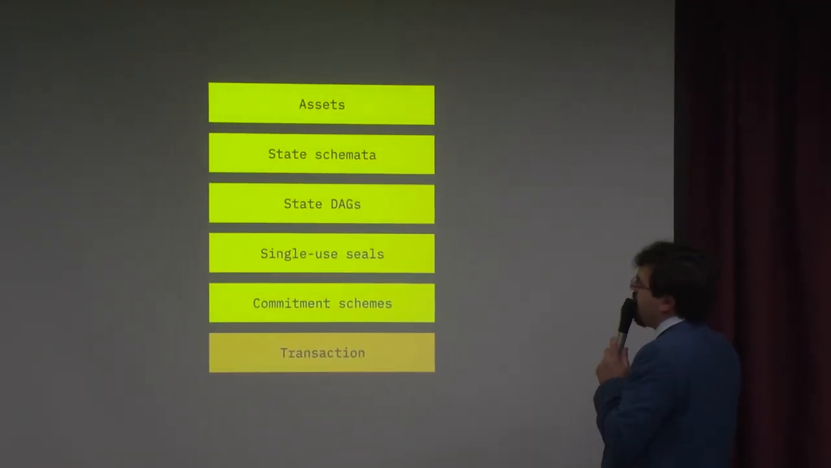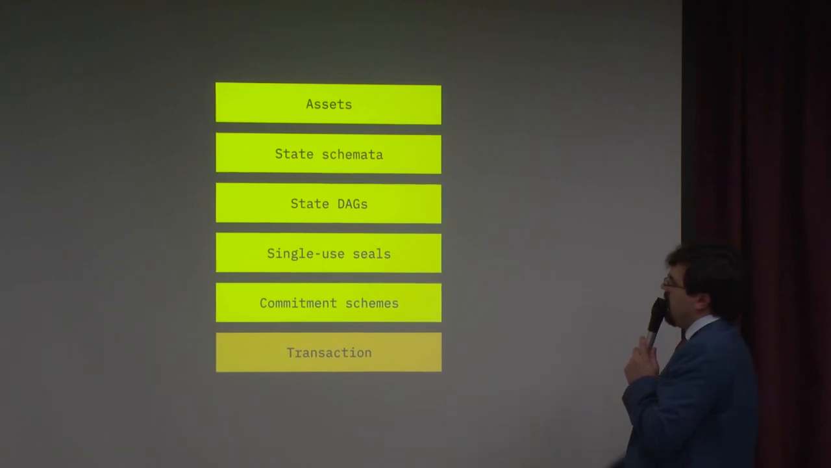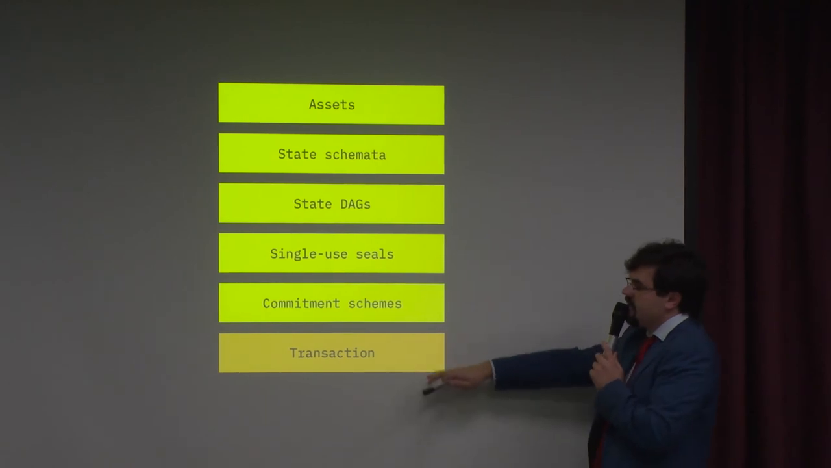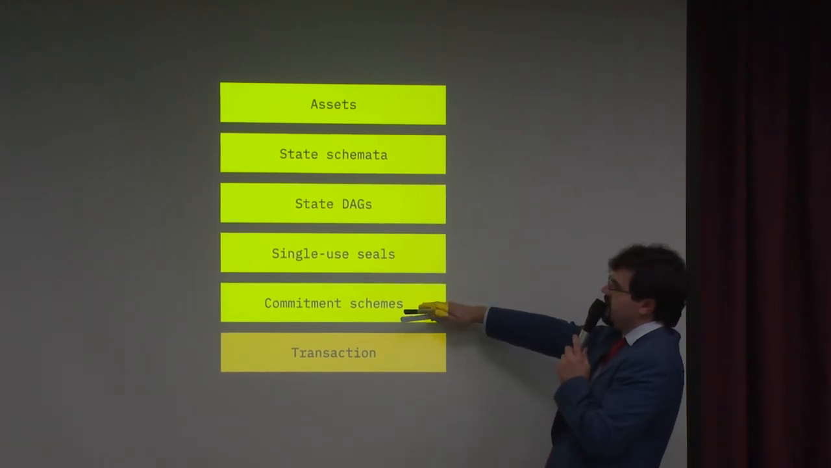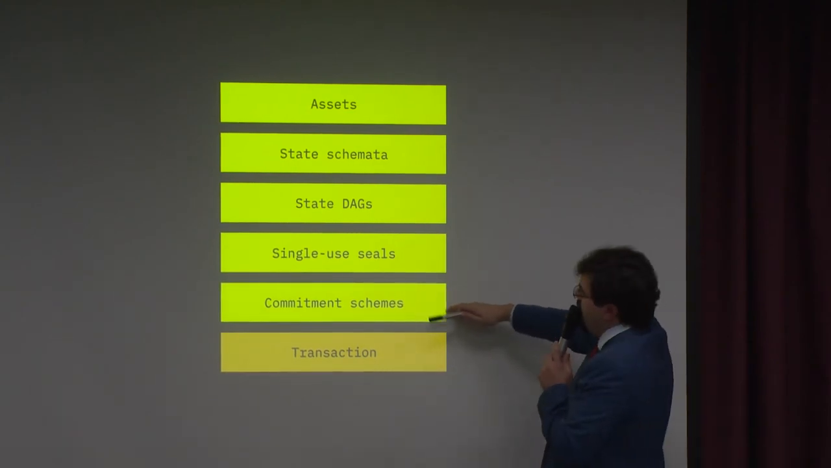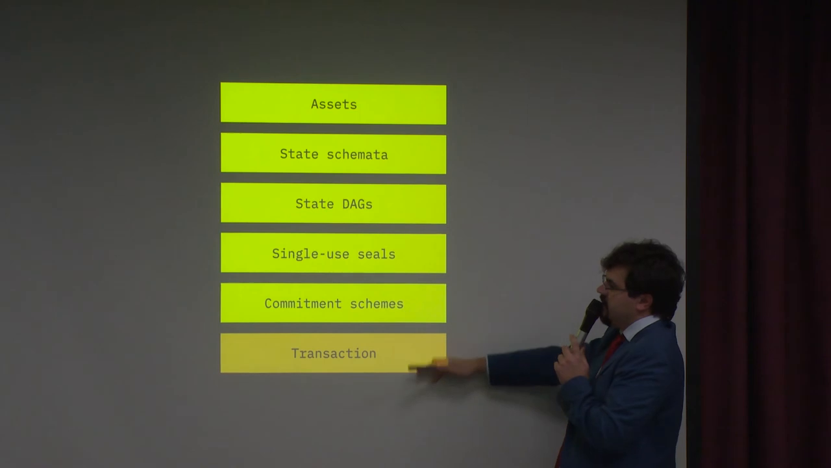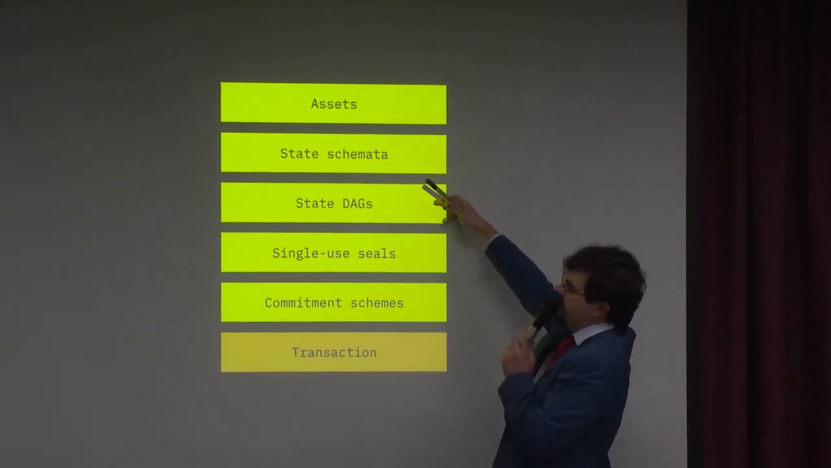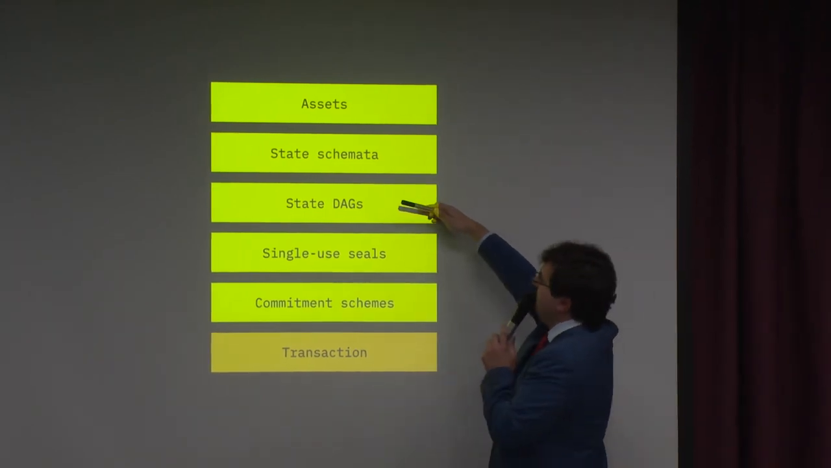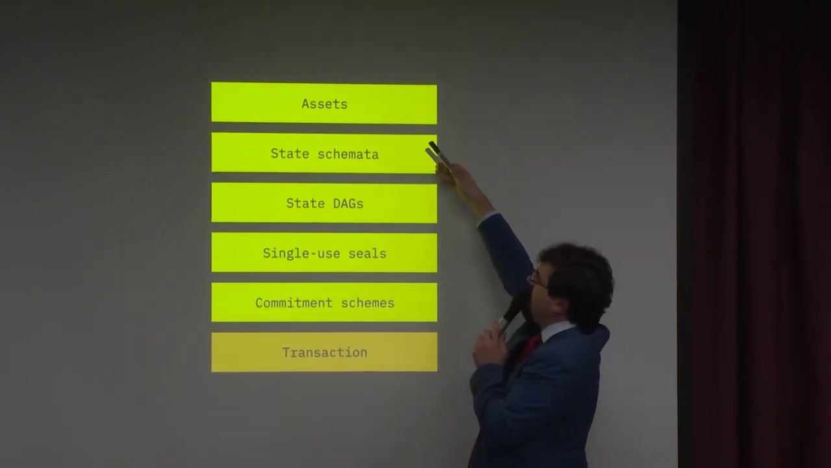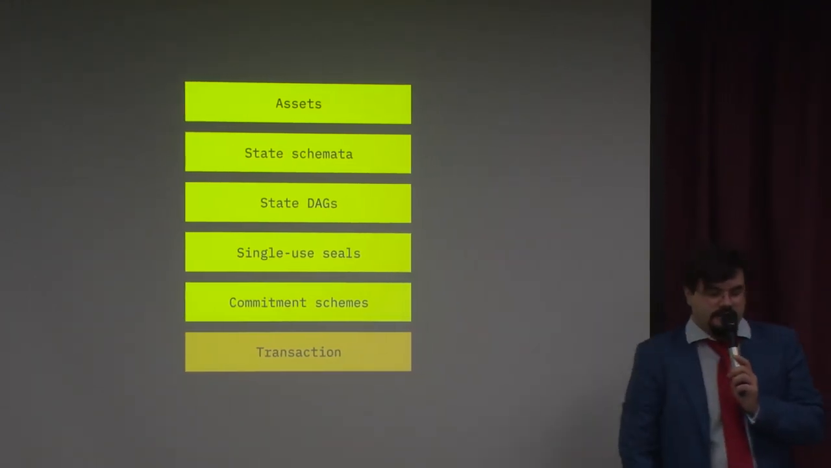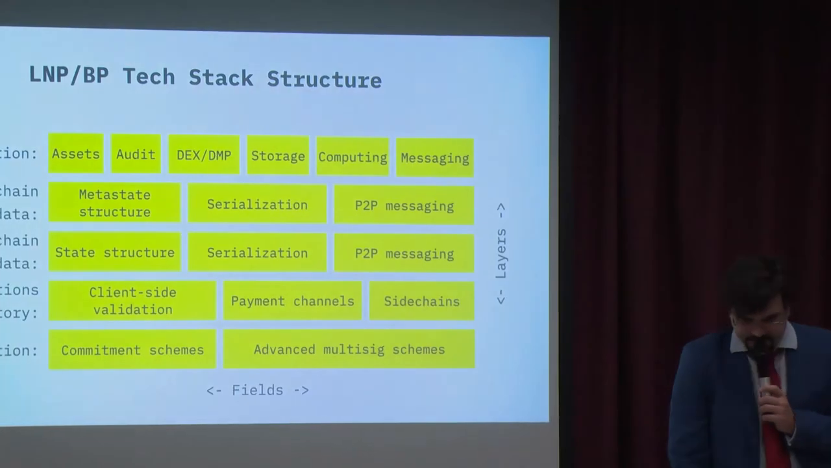And for the actual standards we define, we use this approach. There is something that can be defined at the transaction level. There is something that might be defined at the commitment scheme level, like public key tweaking, transaction tweaking, single-use seals that utilize the bottom two layers. On top of that, we build a state history, directed acyclic graphs, which we can further evolve with a schema. And on top of that, we can build assets or other types of client-side validated applications.